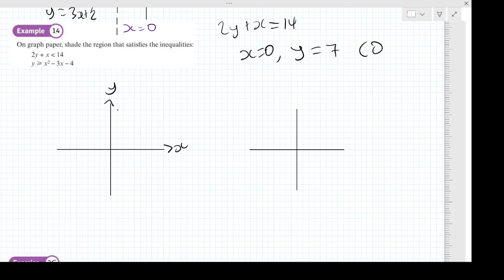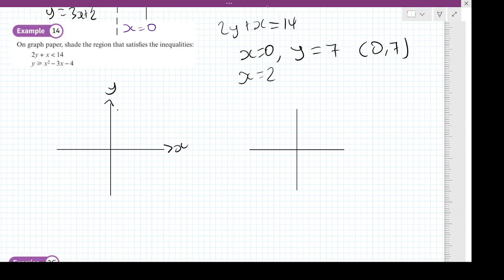So that would give the point 0, 7. Then I could pick x equal to 1 next. But we would have 2y plus 1 equal 14, so 2y would be 13. That will give me a fraction. I'm not particularly keen, so I'll pick the next number up. When x is 2, then 2y would be 12 instead. That would give y equals 6. So nice whole numbers, okay?